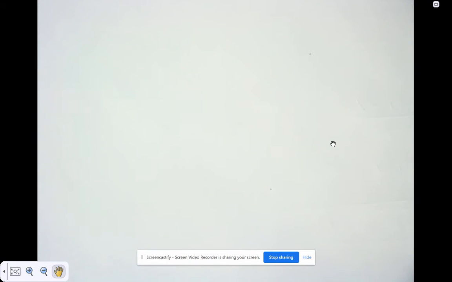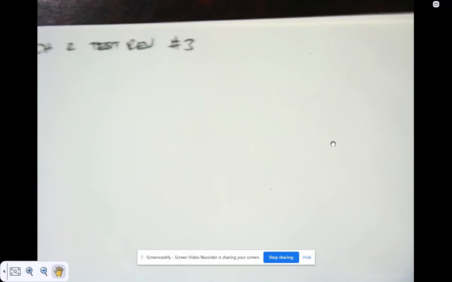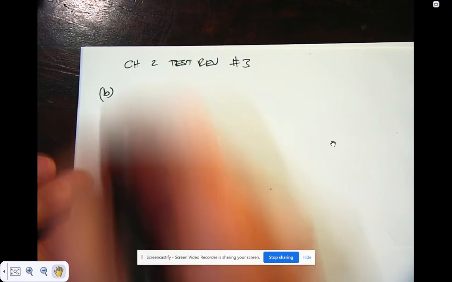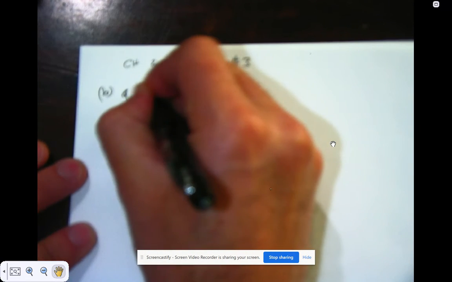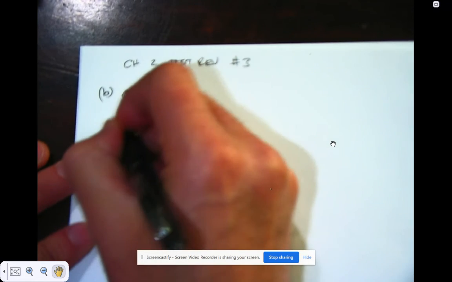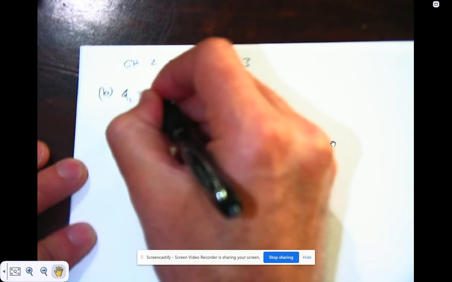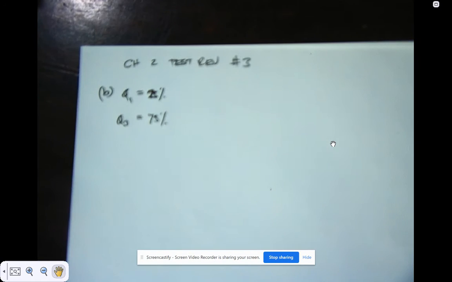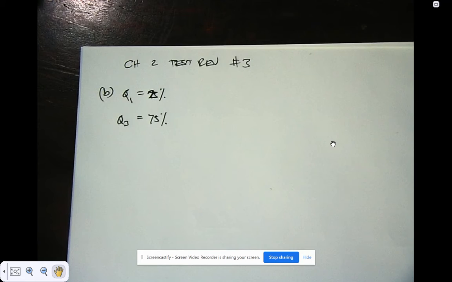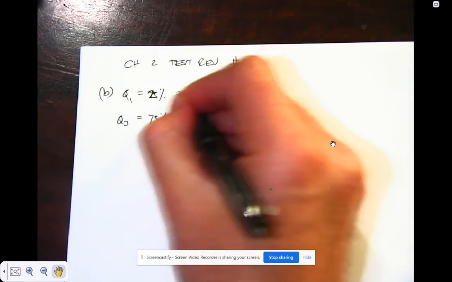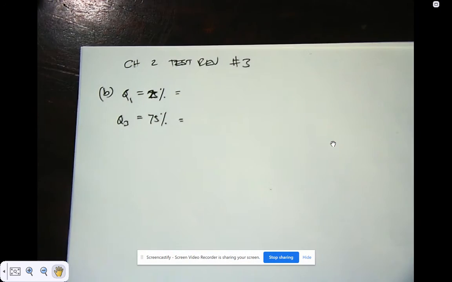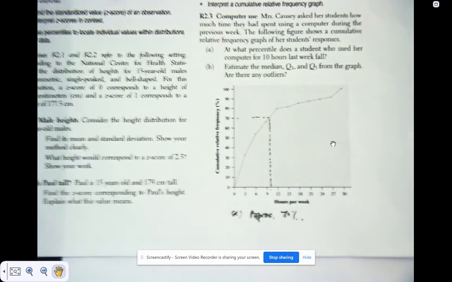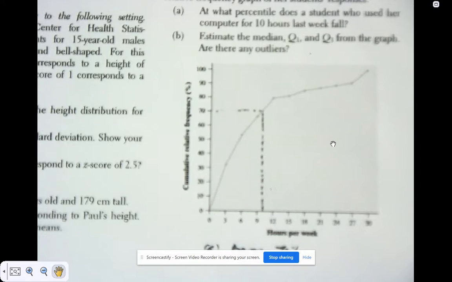Okay, so for part B, it wants to know: estimate quartile 1 and quartile 3. Quartile 1 is the 25th percentile, and quartile 3 is the 75th. Sorry, there we go. Better. So quartile 1, 25%, quartile 3, 75%. And as we go back to our graph, we're just going to go backwards here. Sorry about the zooming in and zooming out. I'm trying to make it visible.